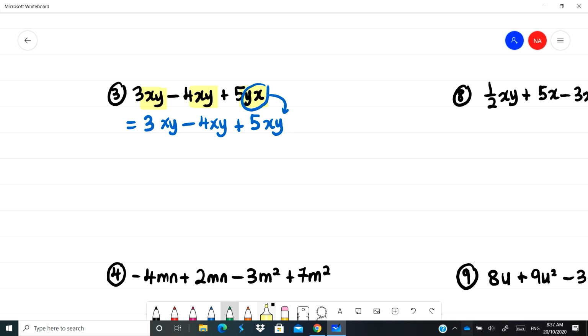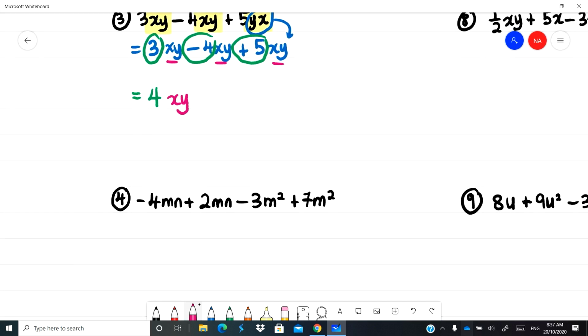So bila kita nak tambah, you just take this 3 minus 4 plus 5. So 3 minus 4, you get negative 1. Negative 1 plus 5, you get positive 4. So the final answer will be positive 4. What is that variable? It's actually xy. So it will become xy at the back there. So, positive 4xy.